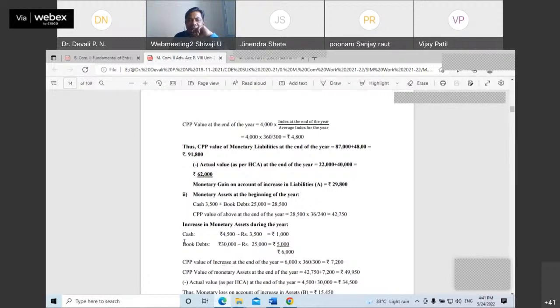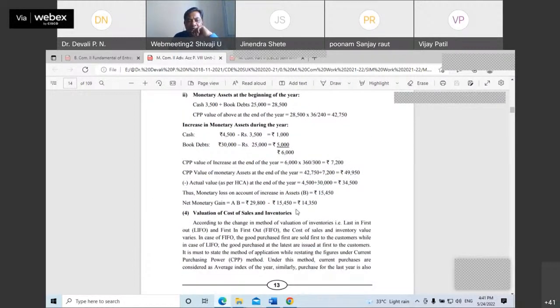So before that, we have to get such kind of formulas into consideration, and we should cover some of the part of inflation accounting. Now, the fourth point is the valuation of cost of sales and inventories. And from this, we can continue in the next lecture. Till then, you have to wait for this.